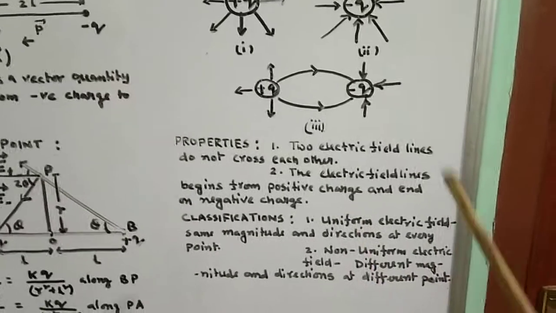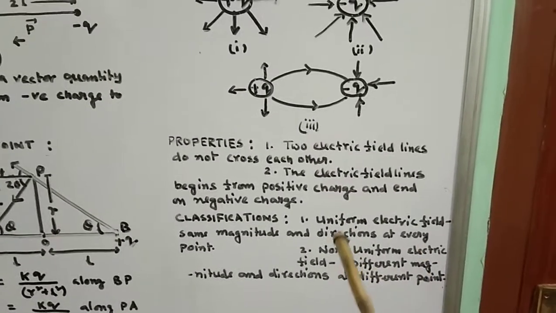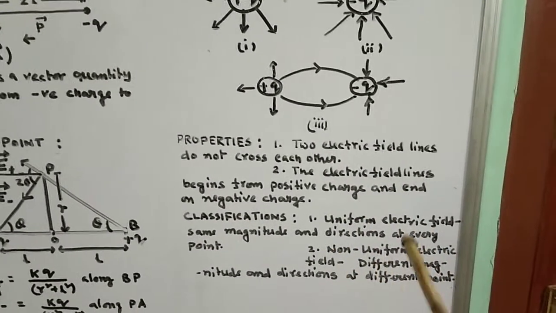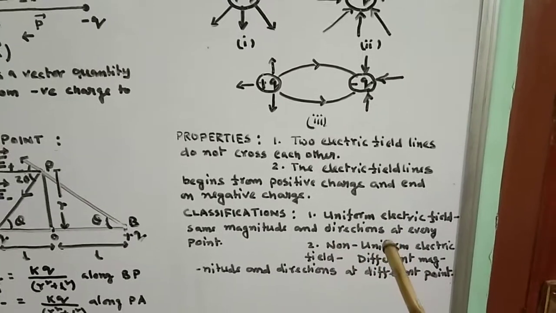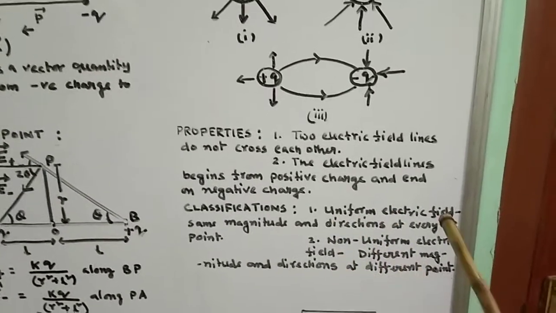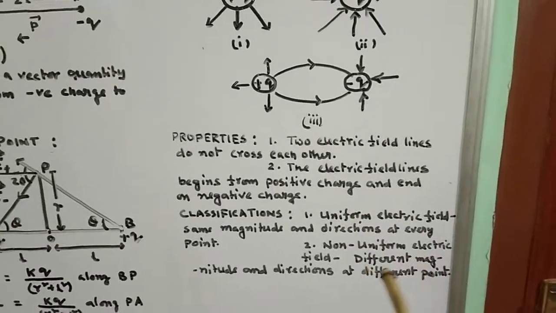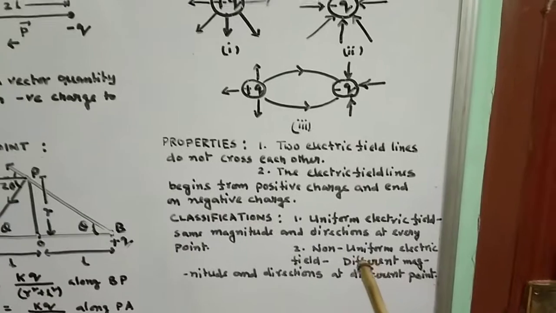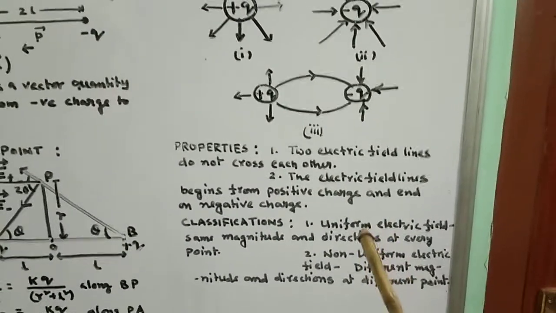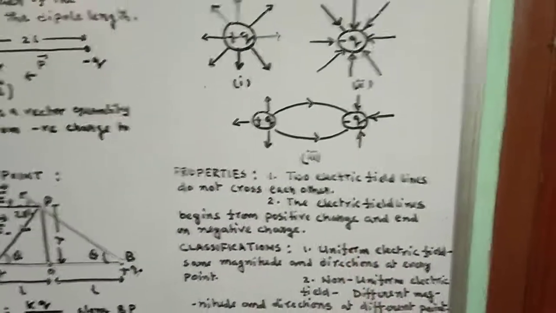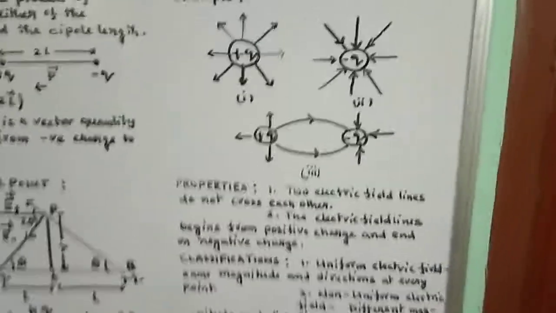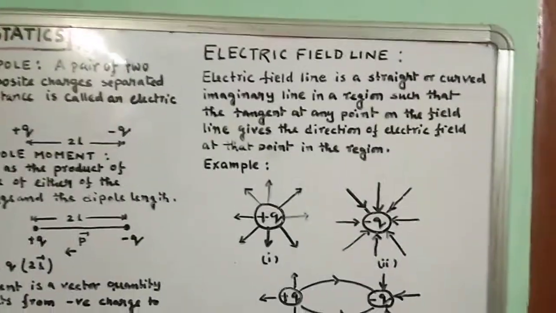If you consider the field and you have to define the magnitude and direction, in a uniform electric field it remains the same throughout the region, but in a non-uniform electric field the magnitude and direction change. Now if the field lines are crowded at a particular point, it means the strength is high. This is all about your electric field lines.